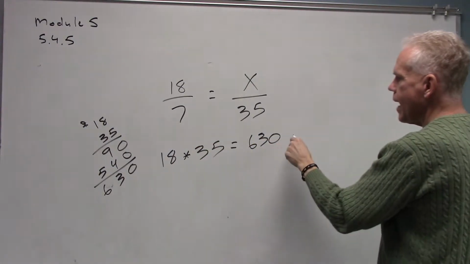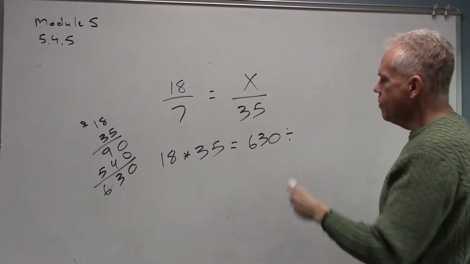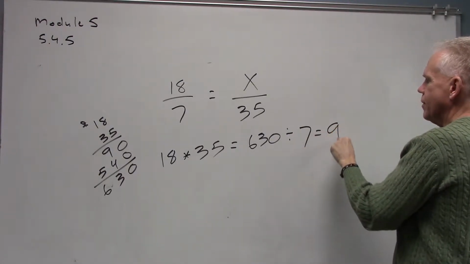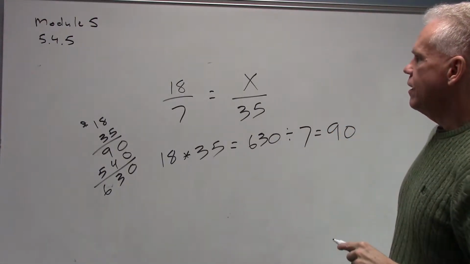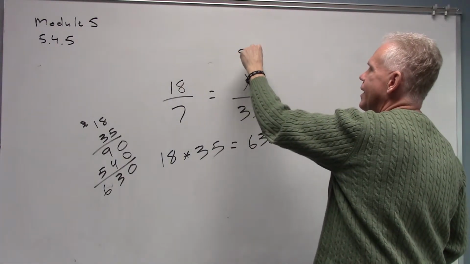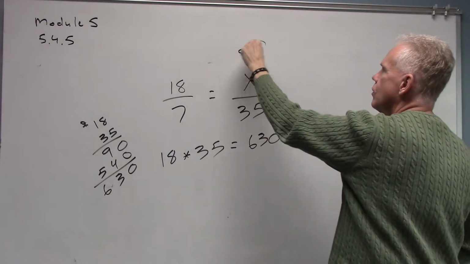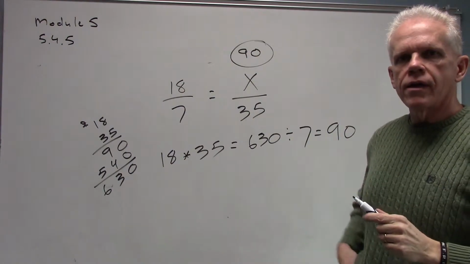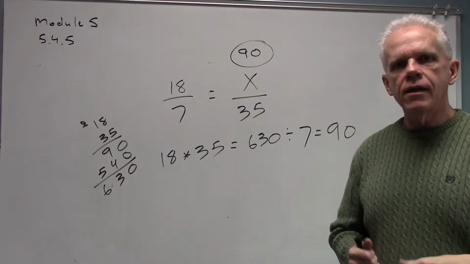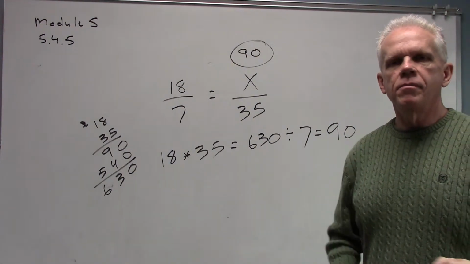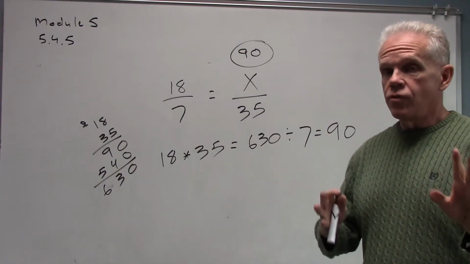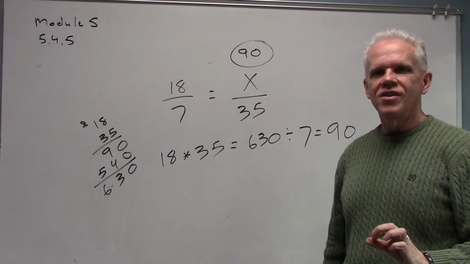Then I'm going to come right behind that and divide it by my leftover number, the 7. That gets me 90. So x here ends up being 90. Cool. I hope that little shortcut is helpful to you: just cross multiply and divide. You don't have to go through all the steps of setting up the algebra. A nice little shortcut, but you know about the algebra now, so that's helpful too.